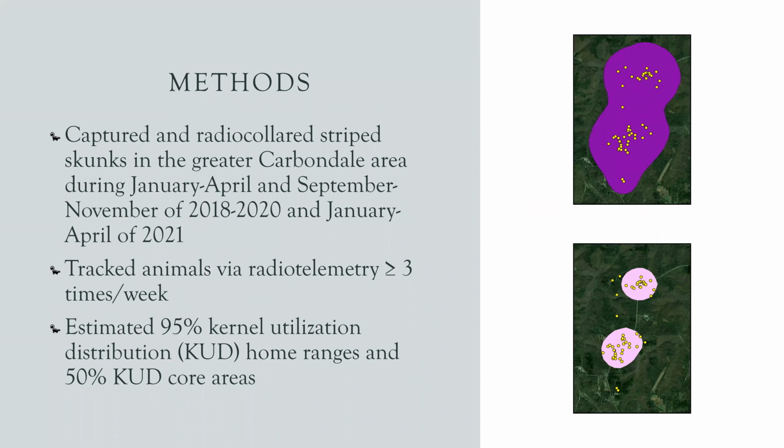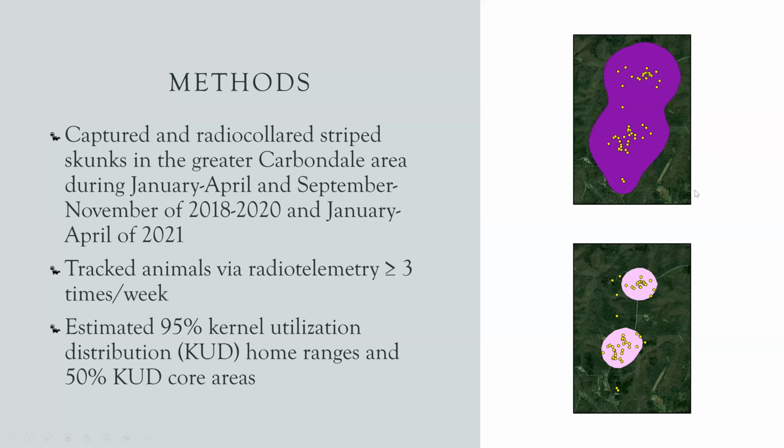So for this part of the study, I captured and radio collared striped skunks in the greater Carbondale area during January to April and September to November of 2018 to 2020, and also January to April of 2021. I tracked animals via radio telemetry at least 3 times a week. And then I built 95% kernel utilization distribution home ranges and 50% KUD core areas.